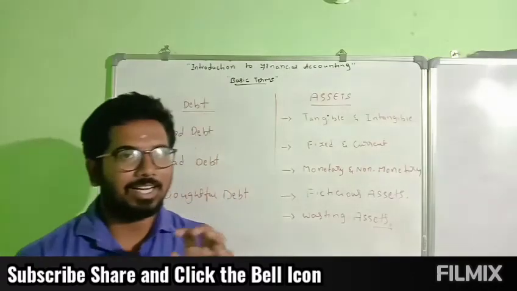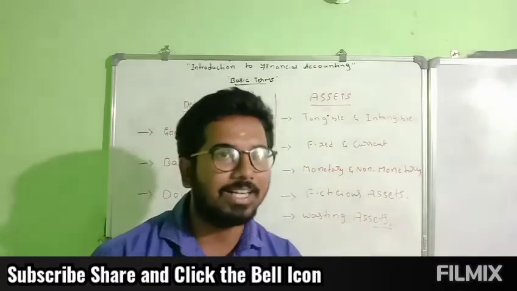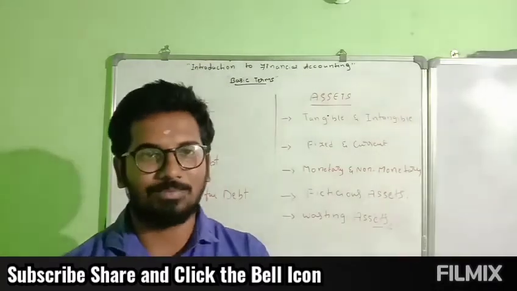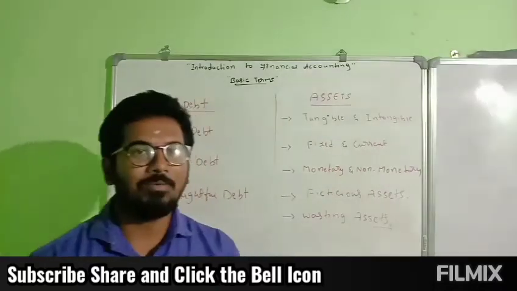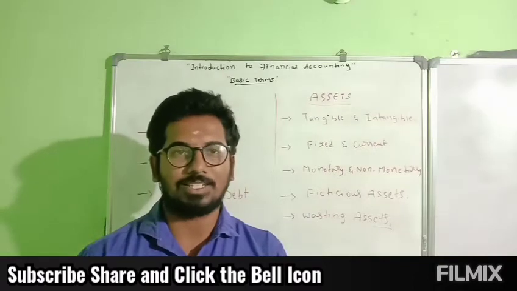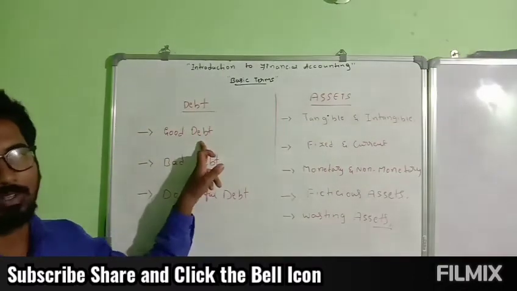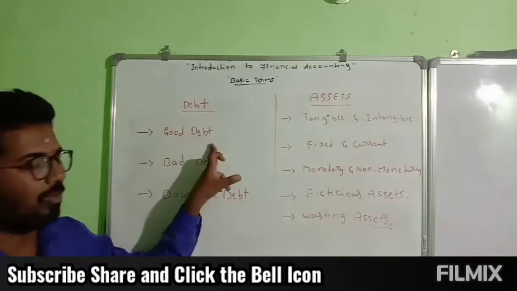That means certain debtors that we know will clear the payment after a certain time, I mean 10 days, 15 days or 1 month. They will clear the dues to the business. Those kinds of debts are what we call good debts.